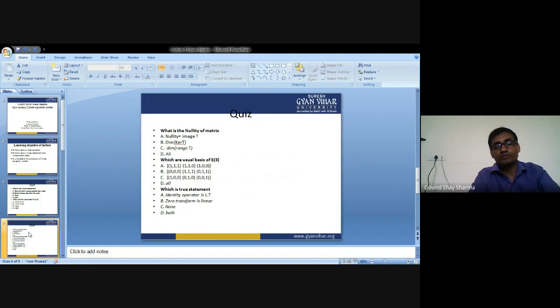Which are the usual bases of E3? When we discussed E2 we got 1 0 and 0 1. Here we get 1 0 0, 0 1 0 and 0 0 1 as the usual basis of E3. Which is the true statement? Identity operator is additive, that's right, and zero transformation is also linear. So both are right. A and B both are right, so D is the correct option.